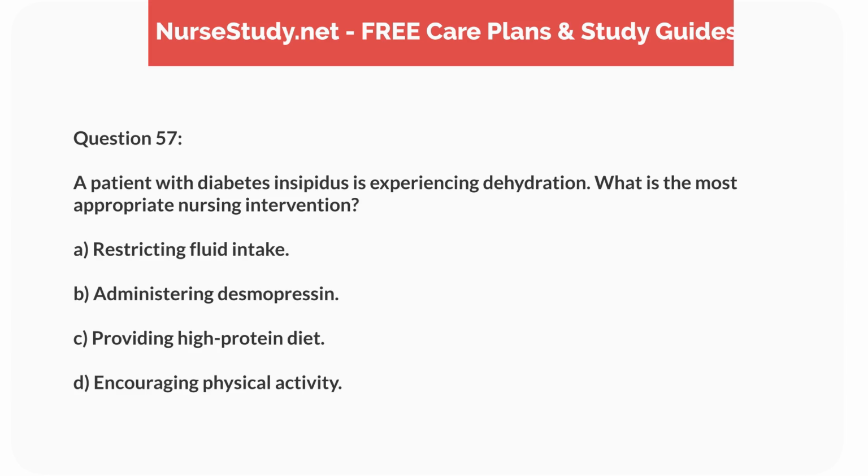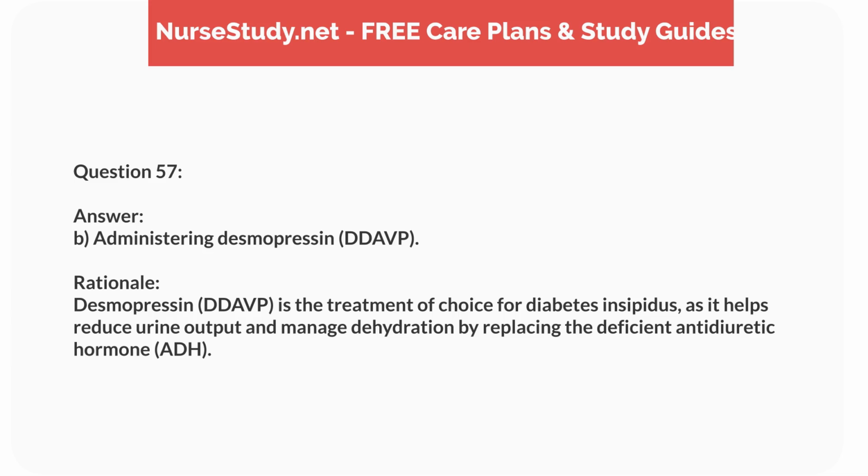Question 57. A patient with diabetes insipidus is experiencing dehydration. What is the most appropriate nursing intervention? A. Restricting fluid intake. B. Administering desmopressin. C. Providing high-protein diet. D. Encouraging physical activity. Answer: B. Administering desmopressin. Rationale: Desmopressin is the treatment of choice for diabetes insipidus, as it helps reduce urine output and manage dehydration by replacing the deficient antidiuretic hormone, ADH.